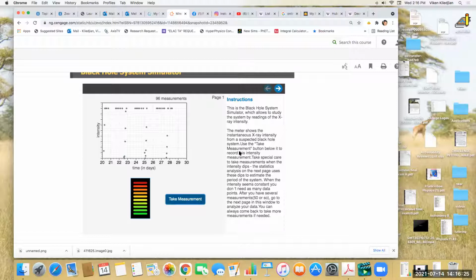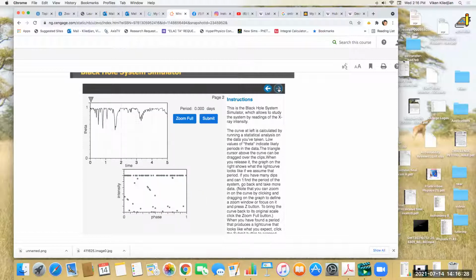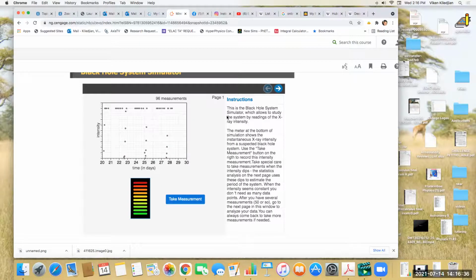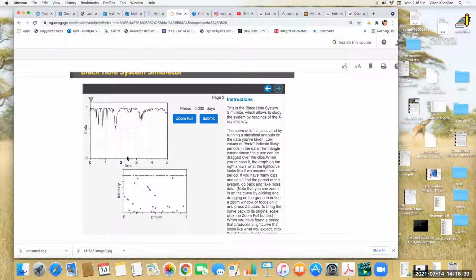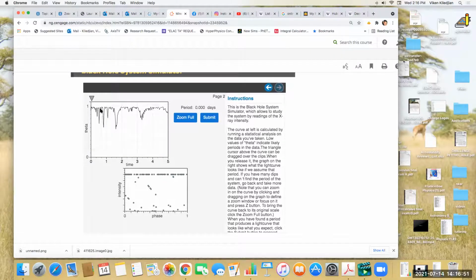Okay, so then you go over here. Okay, so that's the full data that I took. I believe that's in days. Yeah, those are time in days. So the triangle cursor above. So what is the period of this? How often is it dipping? Well, there's slight dips here, and there's dips here. So if you think about the period, okay, hold on, let's zoom in on this.